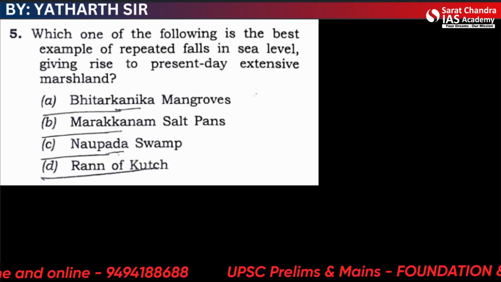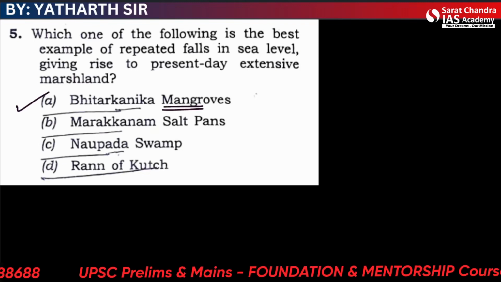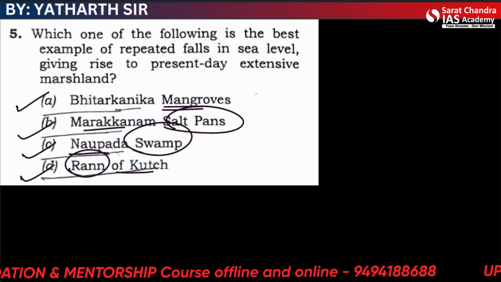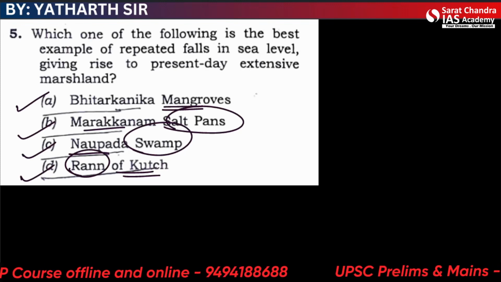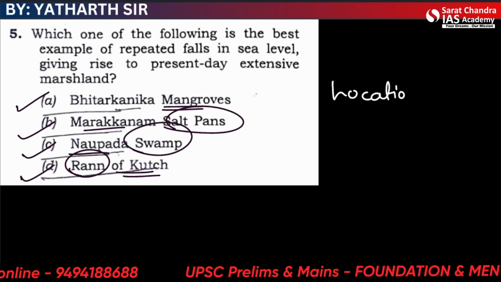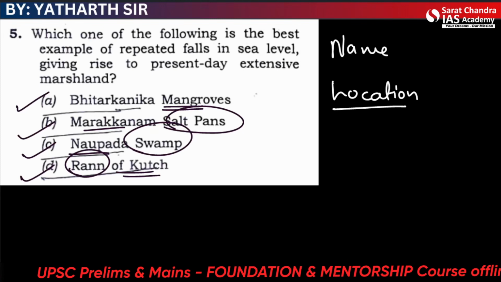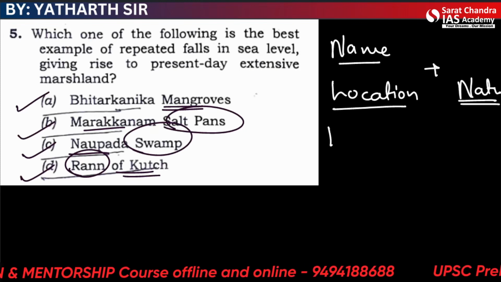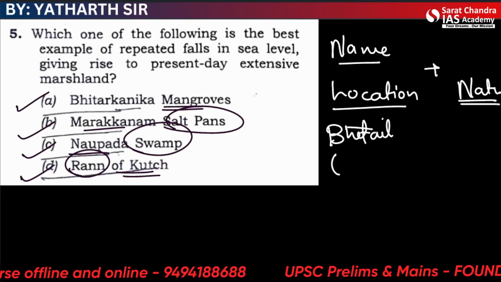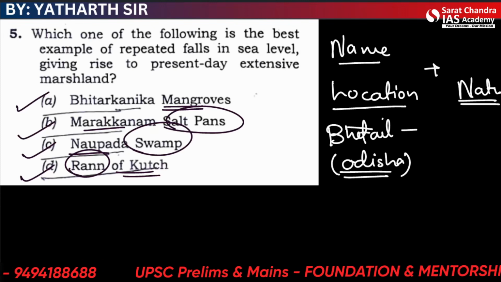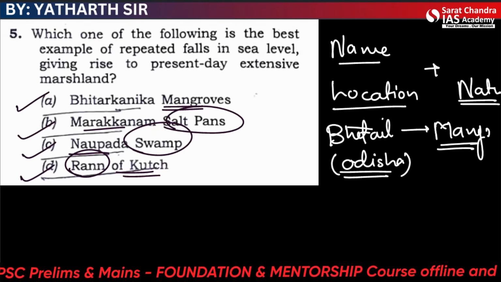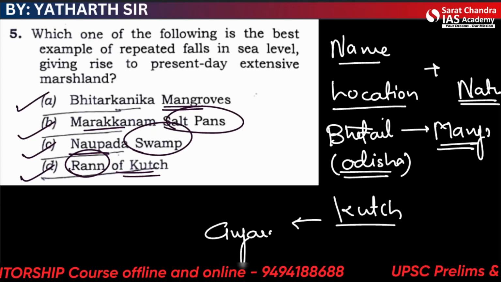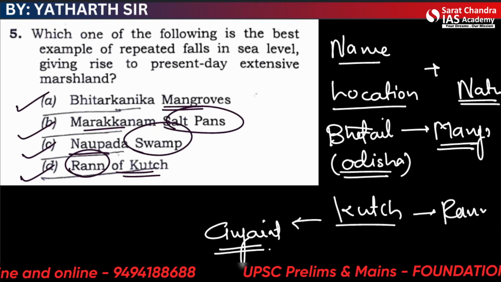Okay, so what are the options here? One is Bhitarkanika mangroves. Second is Marakanam salt pans. Third is Nopada swamp. And fourth is Run of Kutch. So the options are in such a way that they tell one the location or the name, and secondly the nature of the described geographical feature, such as Bhitarkanika. We already know it's in Odisha, and the nature is told that it is a mangrove. In a similar manner, it's told that something is in Kutch, Gujarat, and it is a run or playa.